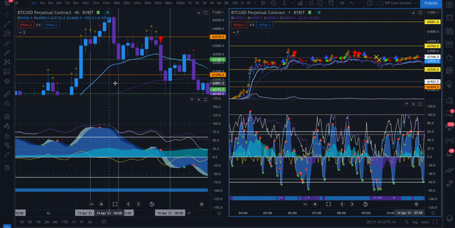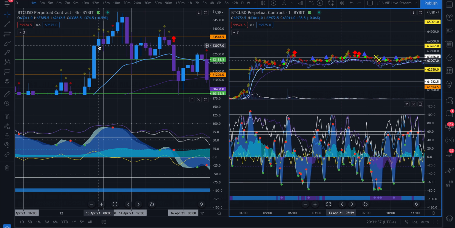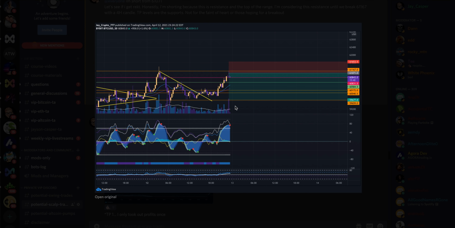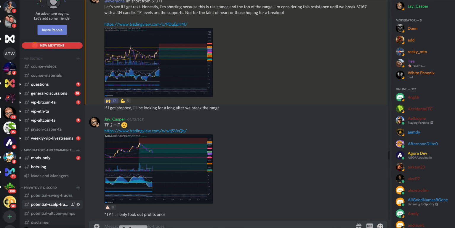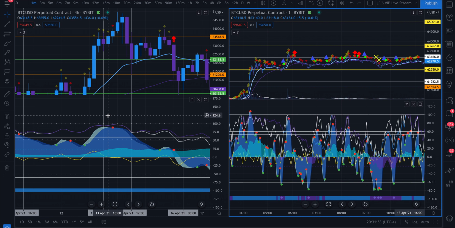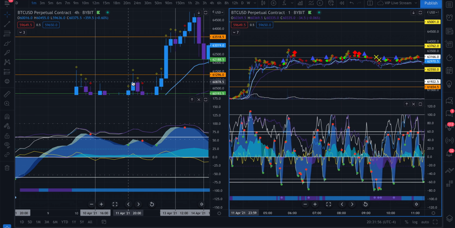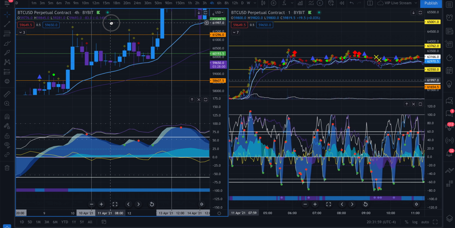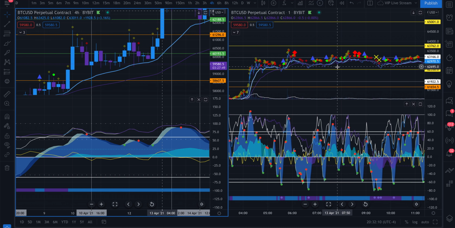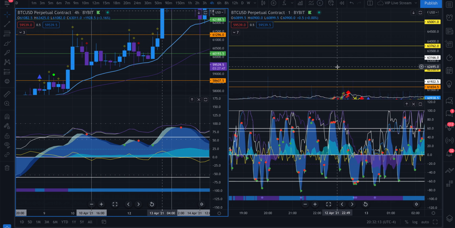Now, I'm actually getting confused of where I actually shorted. Let me check again. Sorry, guys. So this was April 12th, April 13th. Yeah, right around midnight. So 0 o'clock on April 13th, which was back here. Okay, right here. This blue candle is where I shorted. Sorry, guys. Okay, so April 13th at 0 o'clock. Let me come to April 13th at 0 o'clock.